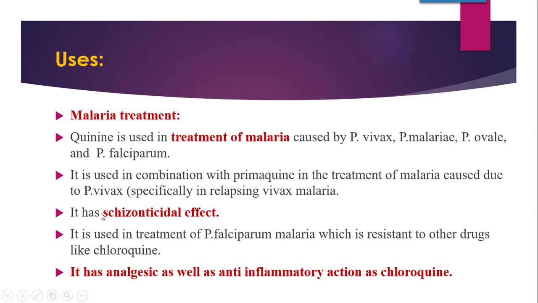Chloroquine also had a schizonticidal effect. Schizonts, as you know, we saw in our very first video on the classification of antimalarials, where we saw the life cycle of the malarial parasite, both sexual and asexual. In the erythrocytic form there are schizonts, and forms like trophozoites and merozoites. Cidal means to kill, so it has a schizonticidal effect, that is, it kills the schizonts.